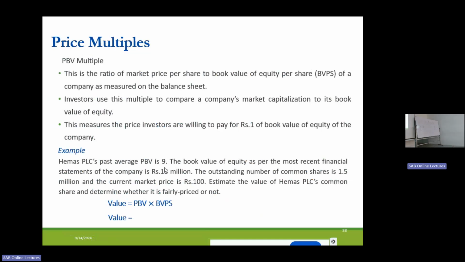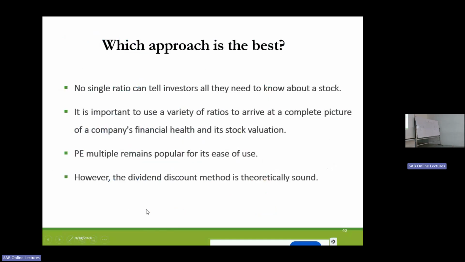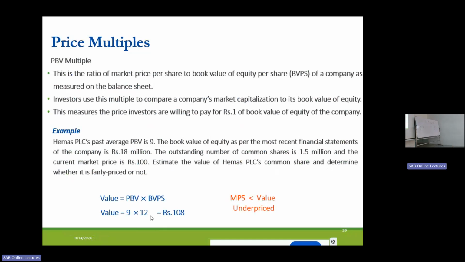That means on average, investors have paid 9 rupees for each rupee of book value of equity on the balance sheet. The book value of equity as per the most recent financial statement of the company is 18 million. Outstanding number of common shares is 1.5 million and the current market price is 100. So you can calculate current book value per share: 18 million divided by 1.5 million, so book value per share is 12.